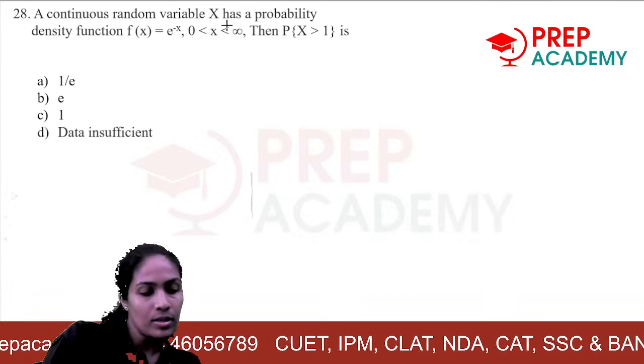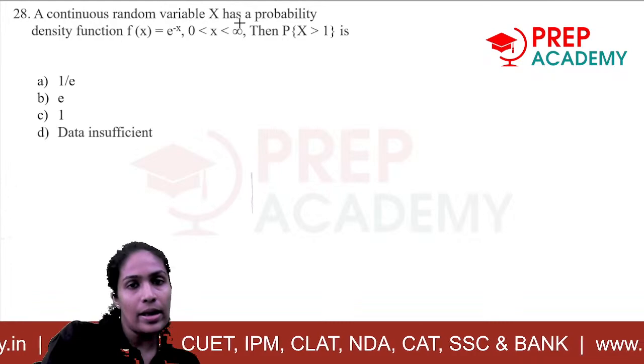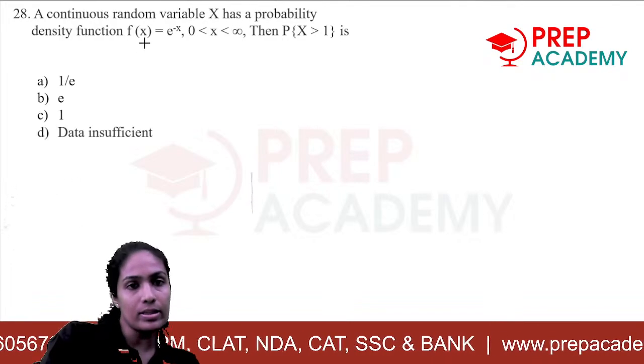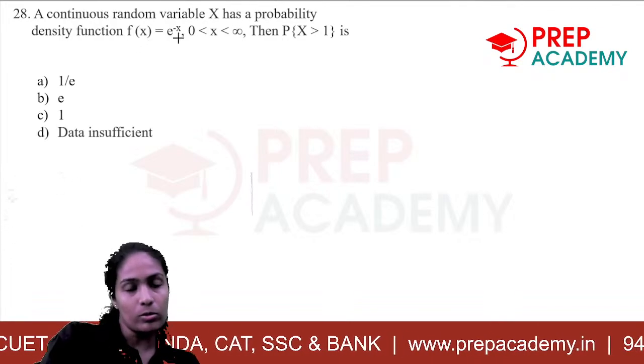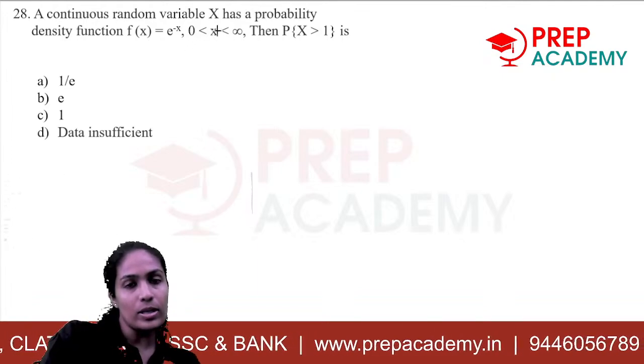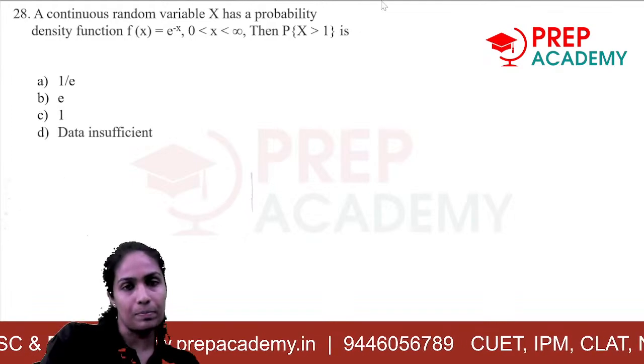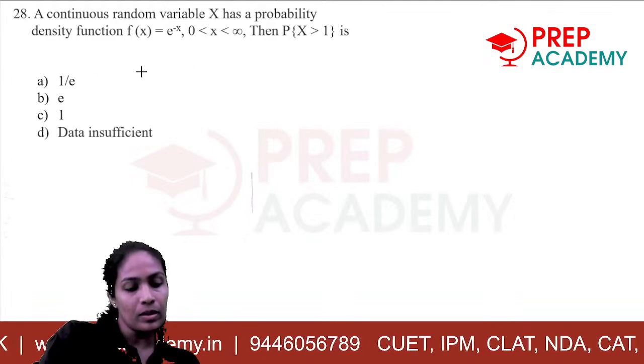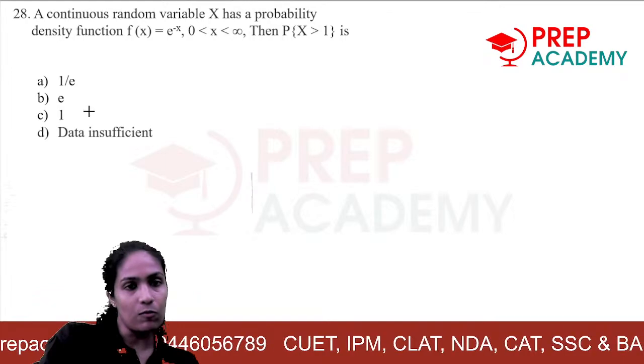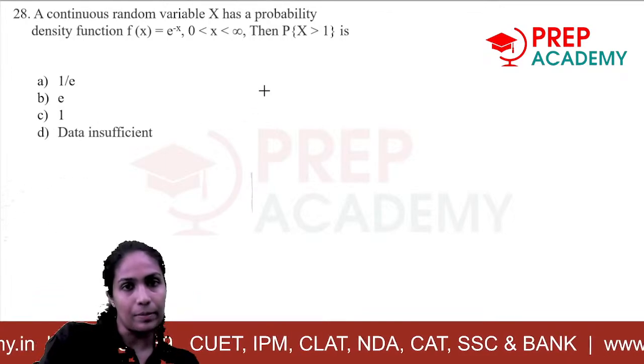So next, listeners, a continuous random variable x has the probability density function f of x equal to e raised to minus x, 0 less than x less than infinity. Then P of x greater than 1 is: option A, 1 by e, option B, e, option C, 1, and option D, data insufficient.